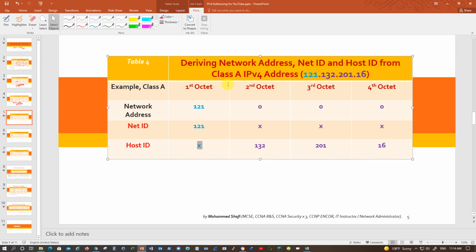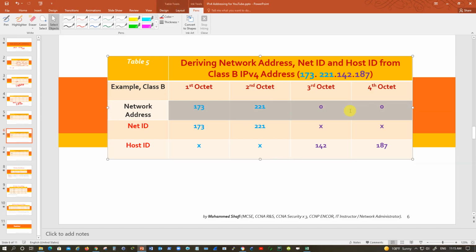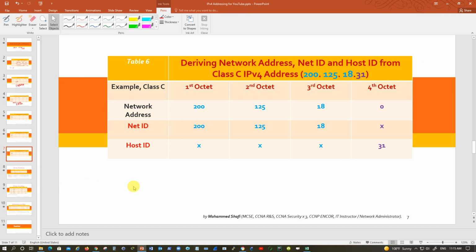132.20.201.16 in this network. Likewise, for class B, if you have the IP address 173.221.142.187, the network address will again be like this: net ID as it is, host ID zeros. The net ID will be only 173.221, and the host ID will be 142.187. Okay, moving on to class C.